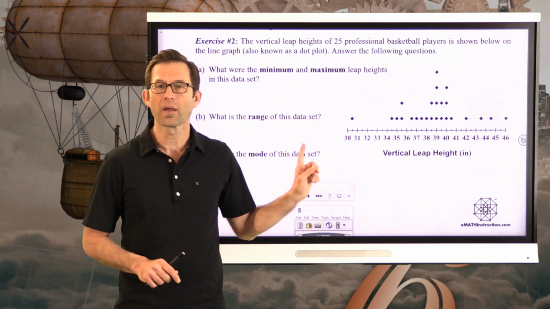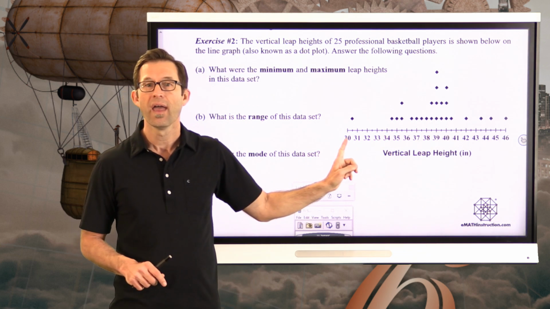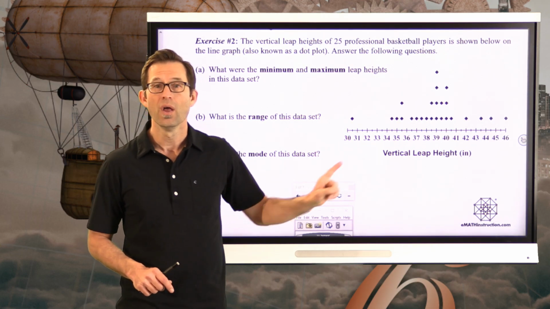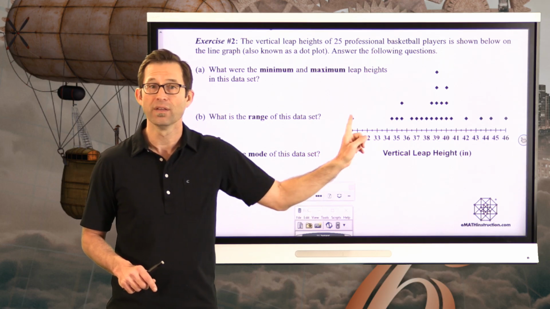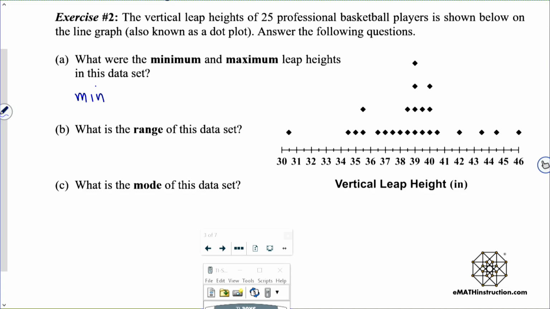Now we have to be a little bit careful when we read a dot plot just so that we make sure we know what the axis goes by. And notice that each tick mark along this axis actually represents a half an inch. So the minimum leap height is actually 30.5 inches. So I can write that down. A lot of times people will just abbreviate the minimum value by using the word min, right?